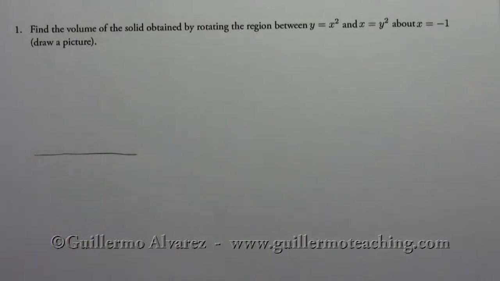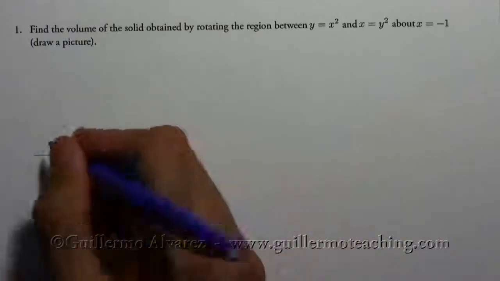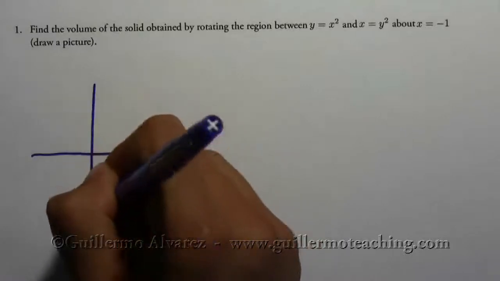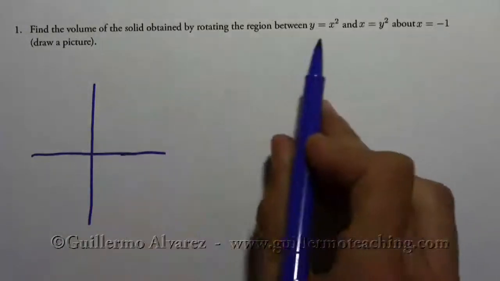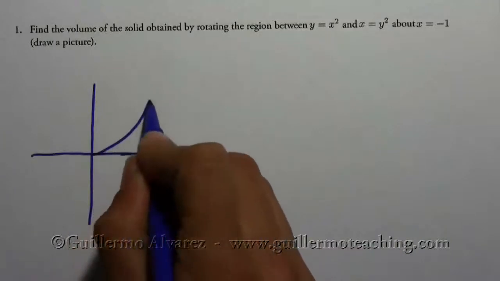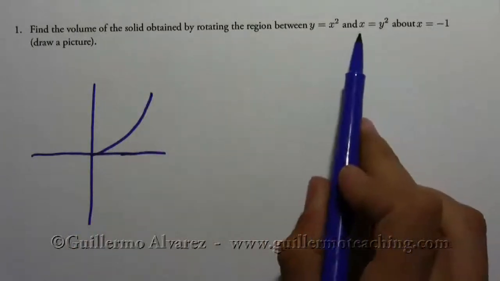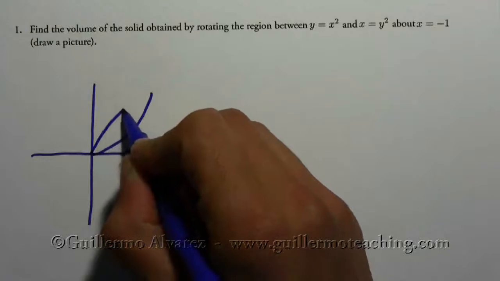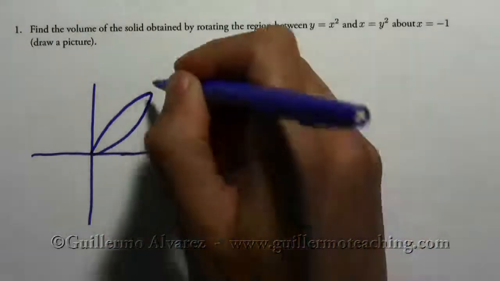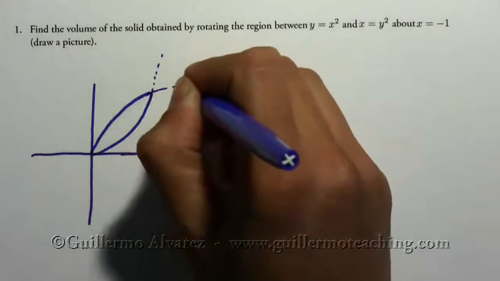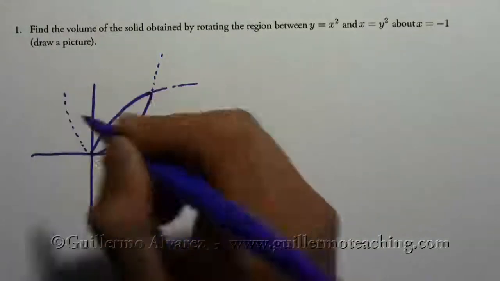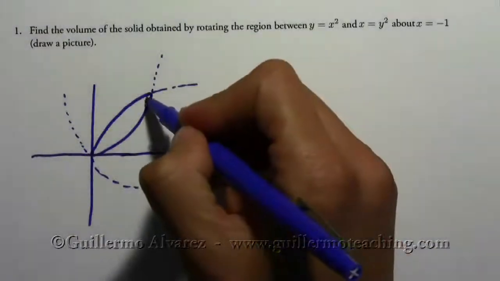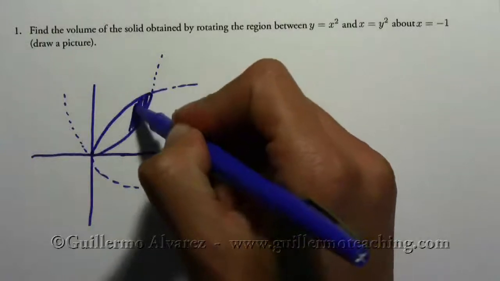Well, first of all, let's just draw the curves themselves. So this one I'll do with a pen. So here what we have is y equals x squared. So that's a parabola. It looks like this. And then x equals y squared looks like this. So these guys continue, and this one continues over here, but the region between them is this area right here.